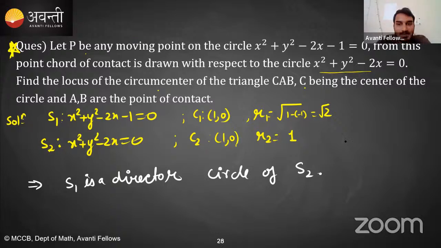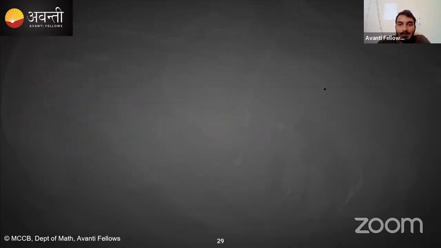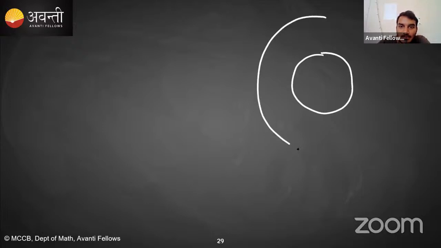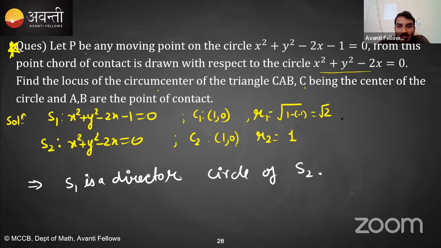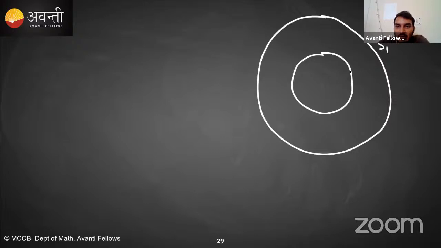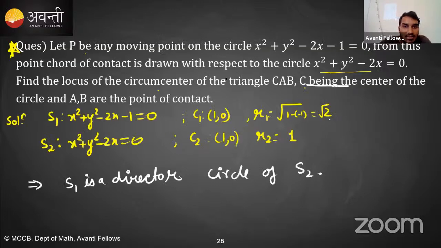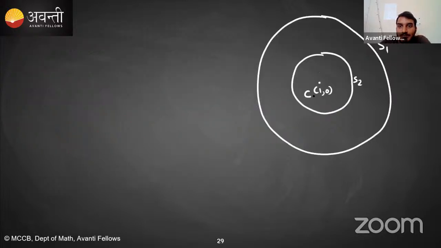So what the question is saying is, let's say there are two circles. Now draw the circles. One circle is this, another circle will be this, right? S1 has the bigger radius, so S1 is outside, and S2 has the smaller radius, so S2 is inside. The center of the circles is (1, 0), right? And let's say C is the center of the circle. Which circle? This circle, S2. So this is C.